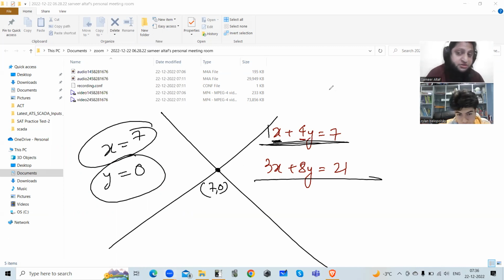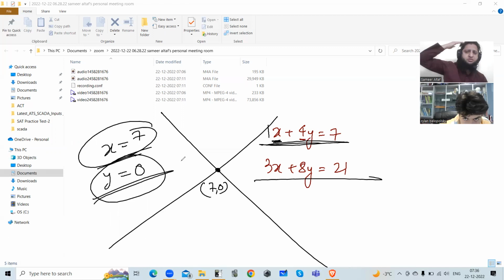So the questions can be in any form. They can ask for the x and y values, only the x value, or only the y value. We have calculated both values. If the question asks only for the y value, then the y value is 0. Or else you can graph these two equations on the calculator, and you'll get the point where the two lines are intersecting.